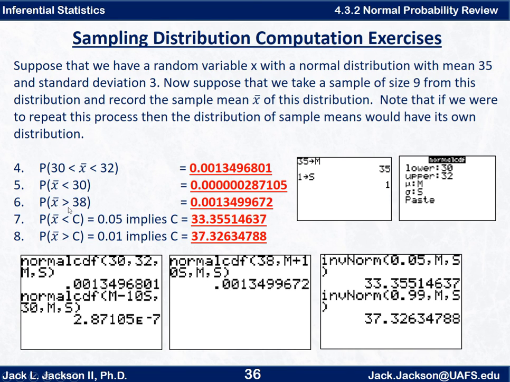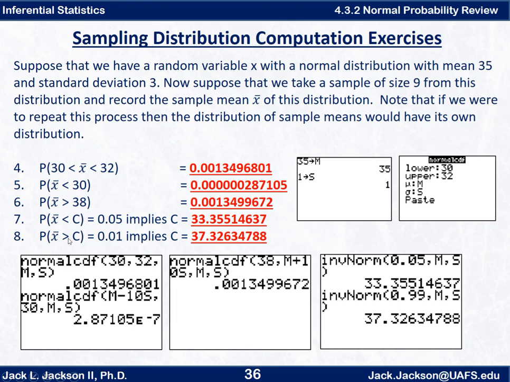Probability of x bar being greater than 38. Okay, then we go from 38 to infinity. So in place of infinity, I use m plus 10s, and then m and s there, and so we get that probability. This is a probability to the left of 0.05, so that we put that in. Then we do an inverse norm with that m and s, and we get that value there.